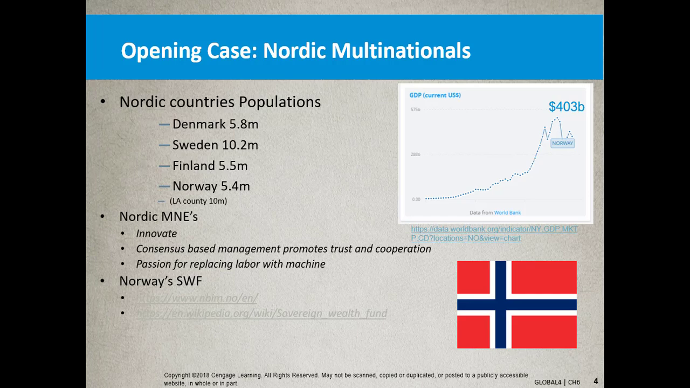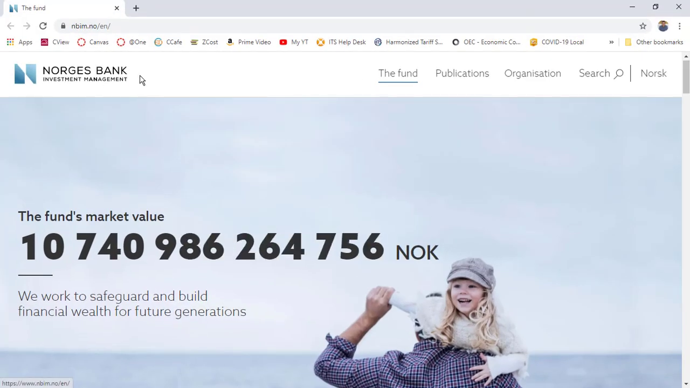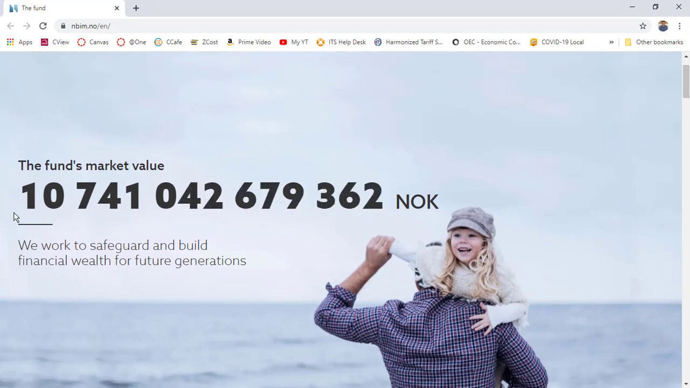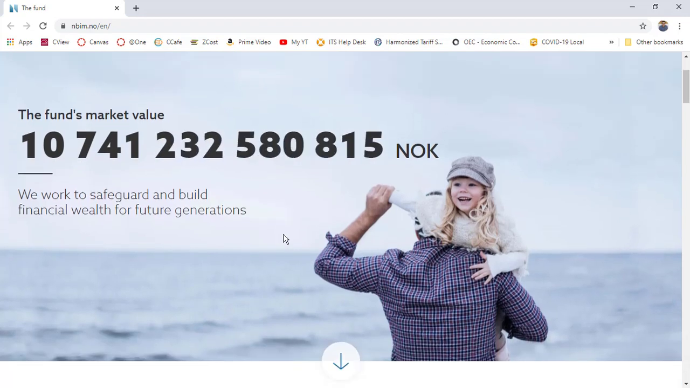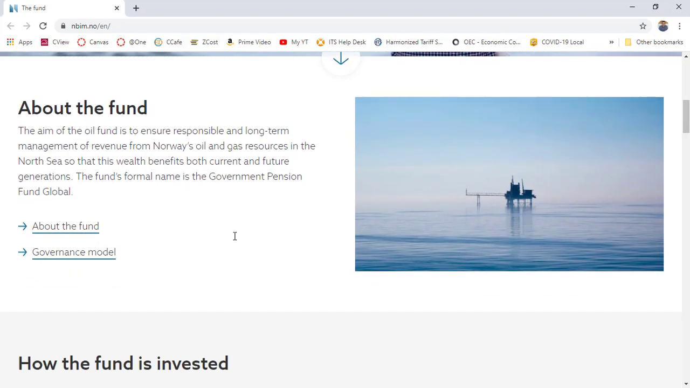And so the fund in this particular case is this, right? This is the Norges Bank Investment Management. And in Norwegian kroner, that's a 10 trillion market value. And so we'll convert that to dollars in just a second. But let me just show you a little bit about this investment fund.